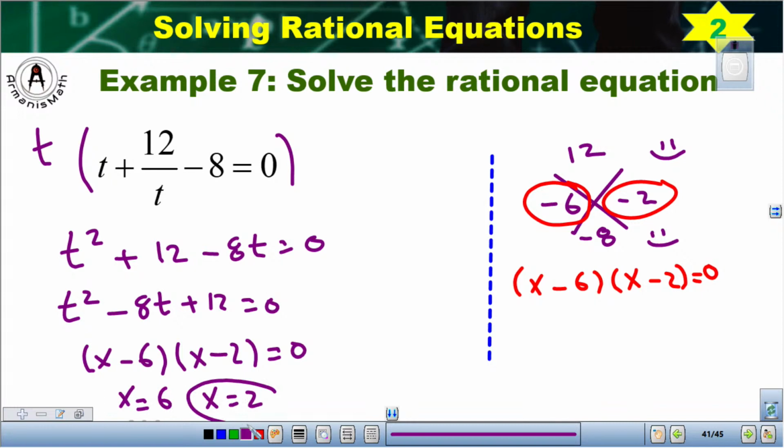Can I plug in 6? Yep, you could. Can I plug in 2? Would that give me an undefined? Nope, it should be fine. So now it's, again, for you to check both solutions, but both of these are solutions. I have no restrictions.